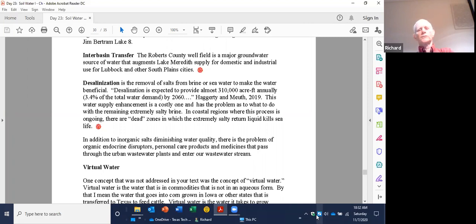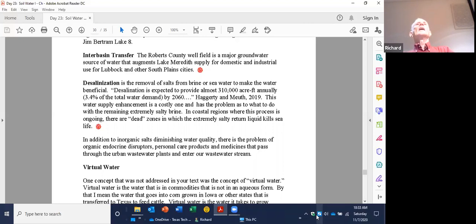In coastal regions where salt water is desalinized, there are dead zones which are extremely salty with the return flow. So you take salt water, apply energy, get good quality water out of it, and then you return the high salt brine back to where you found it. And it is very, very high saline zones.